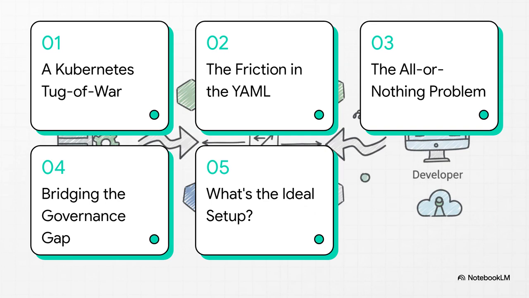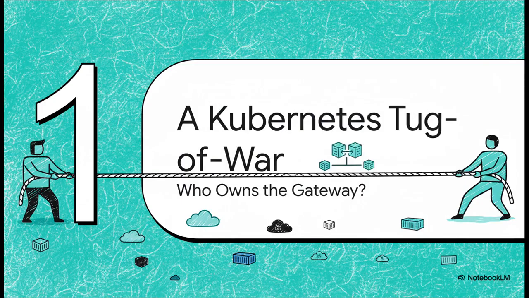So here's our game plan. We'll start by really defining this tug of war, then we'll pinpoint exactly where the friction happens, right there in the config files. After that, we'll look at the, frankly, painful problems this creates, explore the new solutions designed to fix it, and wrap it all up with a clear action plan for what an ideal setup actually looks like. So, who exactly are the two sides in this battle for control? It's time to meet our players.